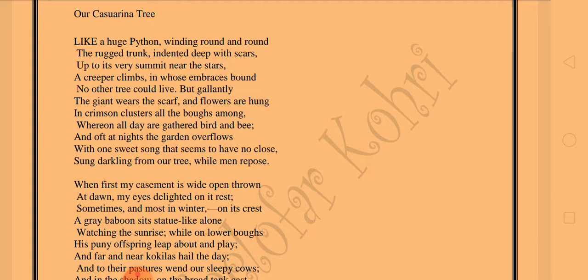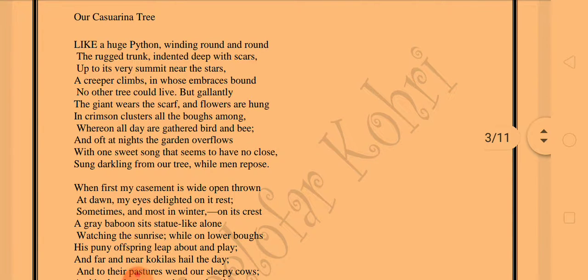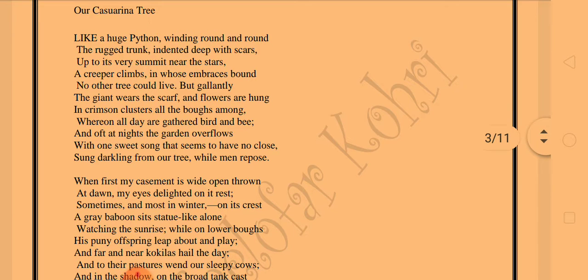So she says, like a huge python winding round and round, the rugged trunk indented deep with scars, up to its very summit near the stars, a creeper climbs, in whose embraces bound no other tree could live. Now the poetess begins the poem with a simile, a comparison, where she compares the tree to a python. This python is not the tree.